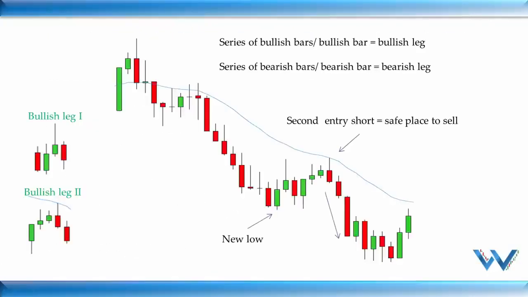The two-legged pullback will hint us where it is the safe place to sell since we're talking about downtrend. In order for us to safely identify the two-legged pullback and second entry short, we need to understand how to count the legs. The bullish leg is a series of bullish bars, or it can be even just one bullish bar. Bearish leg is a series of bearish bars. It can be just one bearish bar.